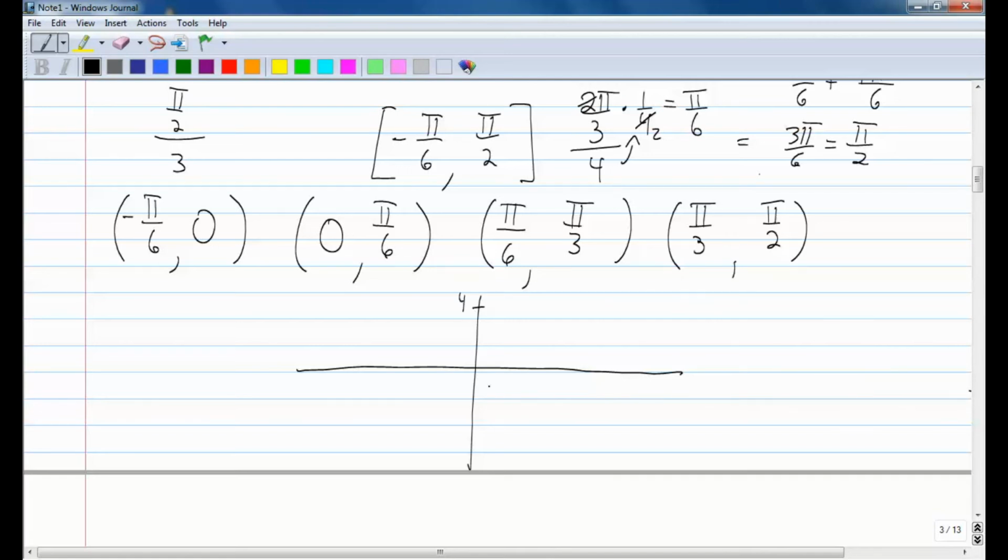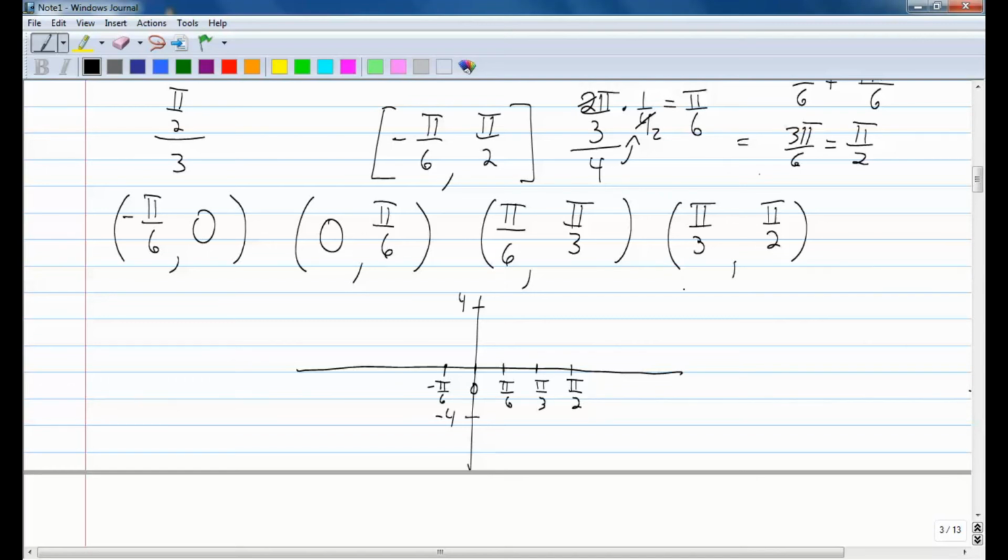High point's 4, low point's negative 4. I have one negative key point, so I need to make sure that on the left side of 0, I do have a negative pi over 6. Alright, so that's a significant point there. The next significant point is 0. The next significant point is pi over 6. The next significant point is pi over 3. And the last significant point is pi over 2.